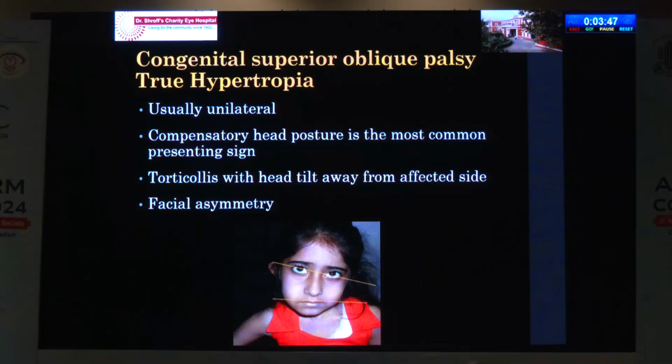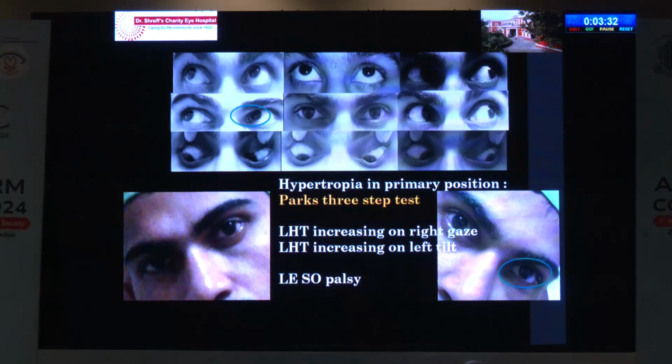A true hypertropia, which we'll get in a congenital superior oblique palsy. If you have a superior oblique palsy, normally there will be a compensatory head posture. Then you can have facial asymmetry like this, like a hypoplasia on one side. And then you will have to do the Parks 3-step test. So whenever you have a hypertropia, you need to do a Parks 3-step test.